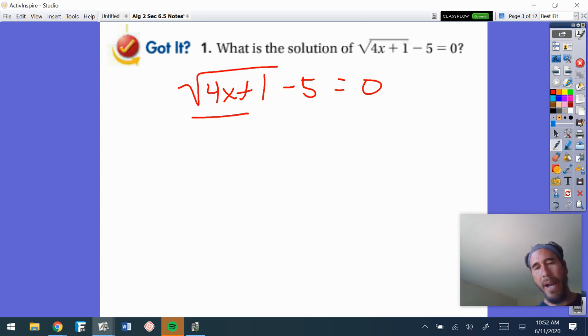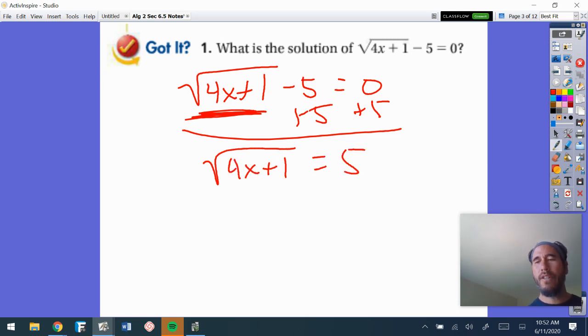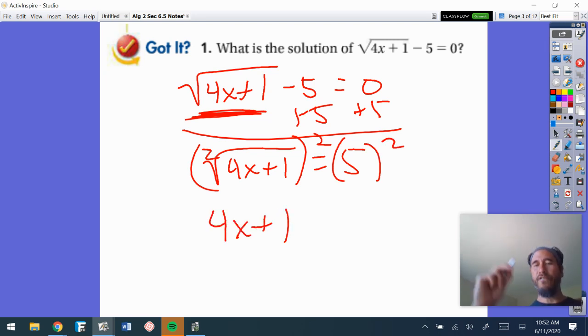Got to get the radical by itself. How do I get that radical by itself? Well, I have a minus 5 hanging on, so I'm going to add 5, which gives me the square root of 4x plus 1 equals 5. The radical is by itself now, so all I have to know is what's in the ditch. A 2 is in the ditch, so I'm going to raise it to the power of 2, which gives me 4x plus 1 to the first power. 5 squared on the other side is 25.